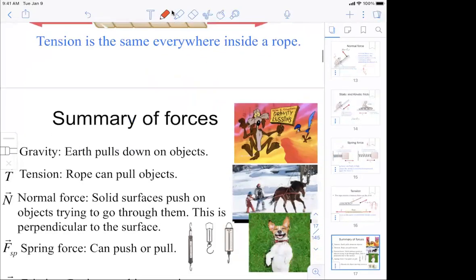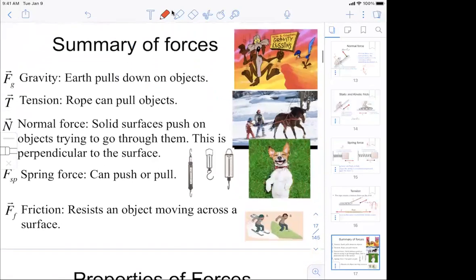So these are all the 1, 2, 3, 4, 5 types of forces that we are going to deal with in the course. Gravity always pulls down. Tension along the direction of the rope is the same everywhere along the rope. Normal force is always perpendicular to the surface. You have to push on the surface in order to have the normal force. Spring force can be push or pull. Friction resists an object moving across the surface, or if it's static friction, it prevents you from slipping.